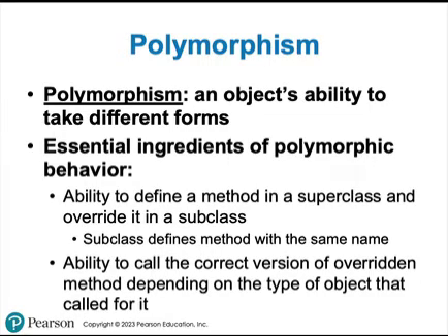Polymorphism is the ability of an object to take on different forms. It is the ability to take a superclass, define a subclass, and then override or change a method based on what you're doing.